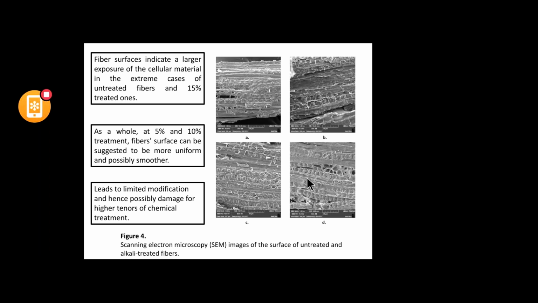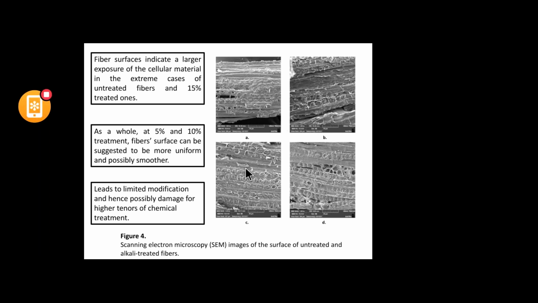This can be referred, in the former case, to the larger amount of non-structural material present, whereas in the latter case, it may pertain more to the excessive removal of it. When you look at the 5% and 10% treatment, the fiber surface can be suggested to be more uniform and possibly smoother. It can be suggested that the treatment is able to modify the geometry of the fiber, due to the rather flattened shape.